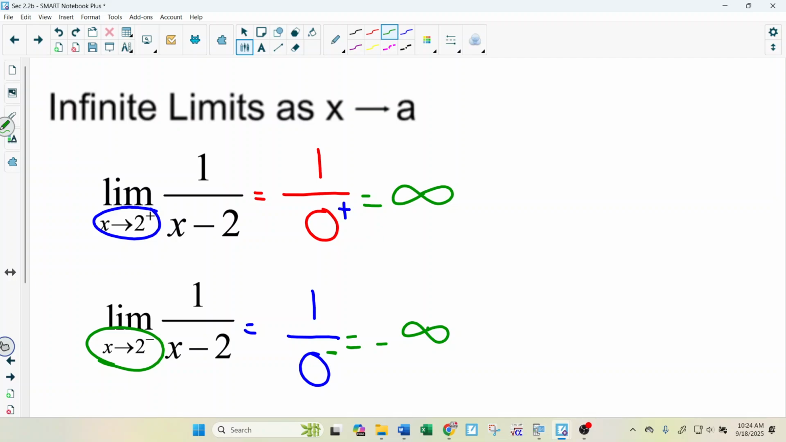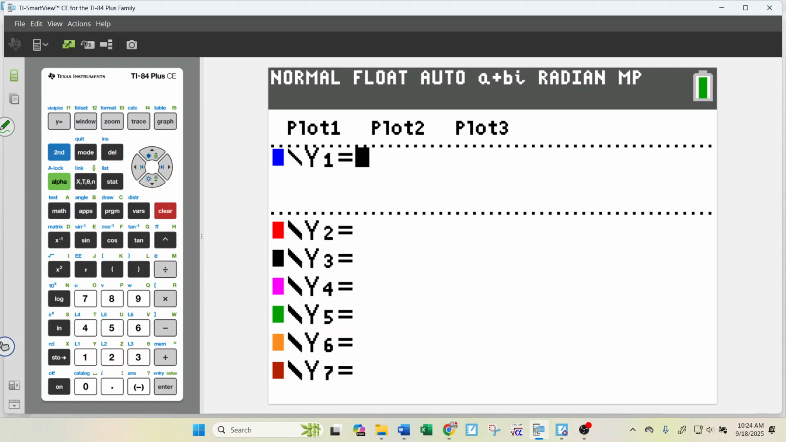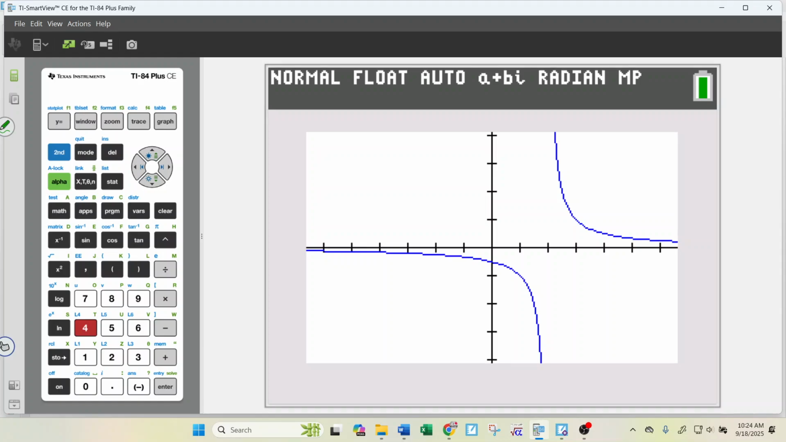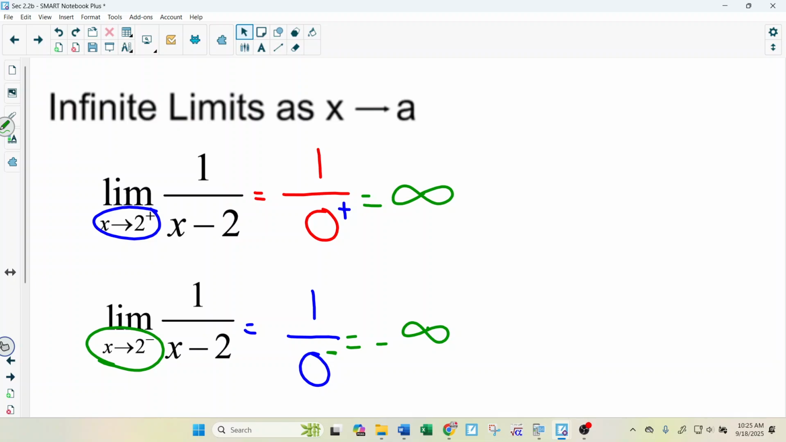Now, let's go back to the calculator and look at the graph of 1 divided by x minus 2. As I approach 2 from the right, where does my graph go? To infinity. From the left, as I approach 2, it's going to negative infinity. The same thing that we get from here. Now we want to understand how to do this without just looking at the graph, but we want to understand that.